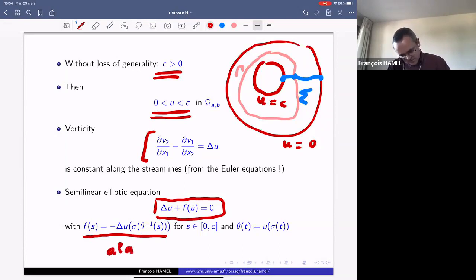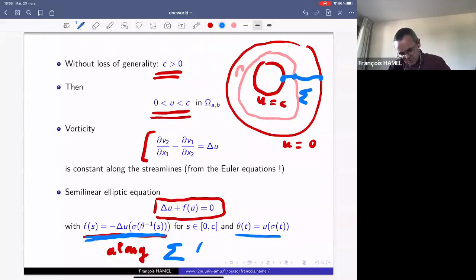So we have this equation along capital Sigma. Once we have it along capital Sigma, then we have it everywhere, because each streamline intersects capital Sigma. So now, to have this equation along capital Sigma, we can just define the function f like that, in such a way that this equation is satisfied along capital Sigma. And here we have theta, which is defined like that.